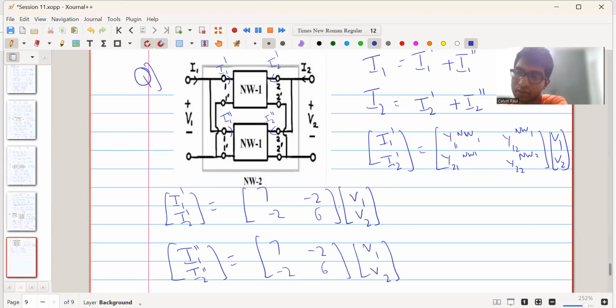So in our analysis, in some studies which we did, we found that if the networks are in series, then we add the Z parameters matrix. If they are in cascade, then we multiply the ABCD matrices, the T matrix of network 1 and T matrix of network 2. Now in parallel, let us see what happens.